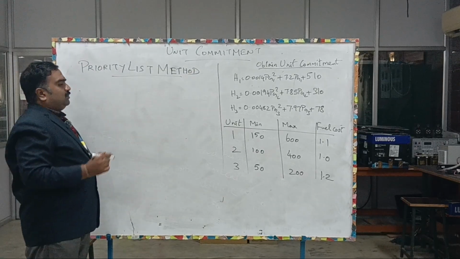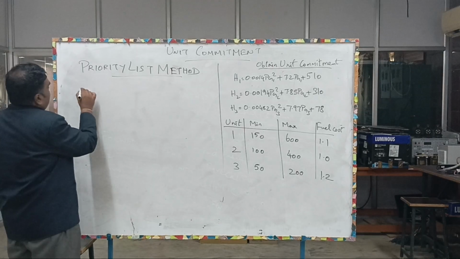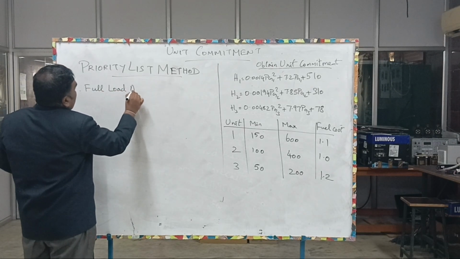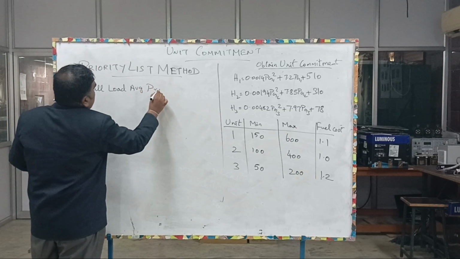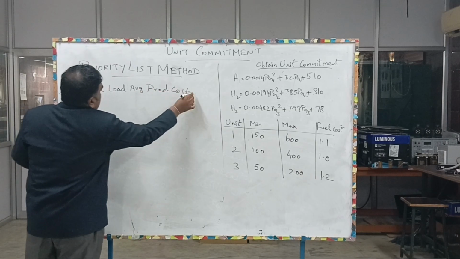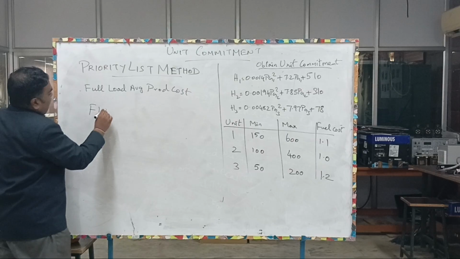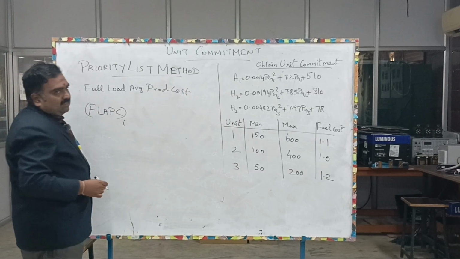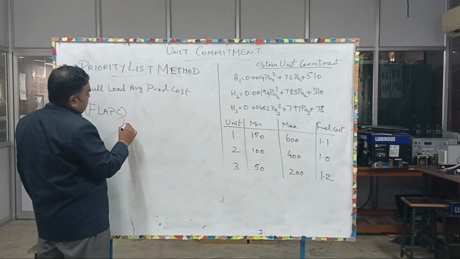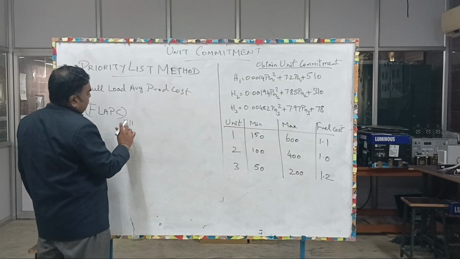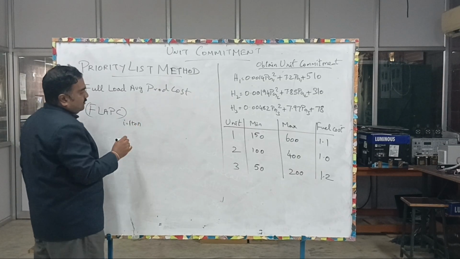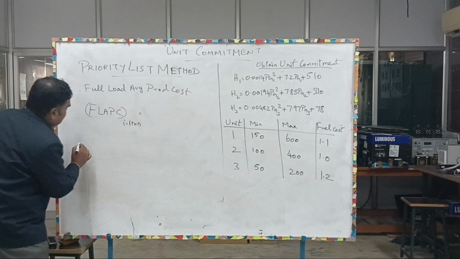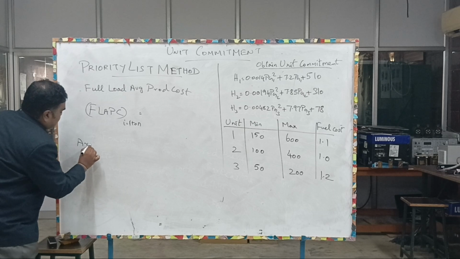Right. So, what does this priority listing method do? It calculates the full load average production cost, which you call FLAPC. You can call it the FLAPC of the ith generator, so i follows from 1 to n. It calculates this and arranges it in the ascending order of FLAPCs.